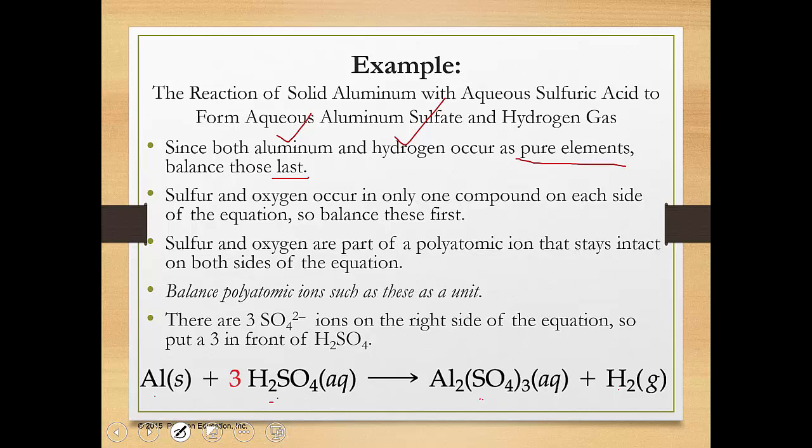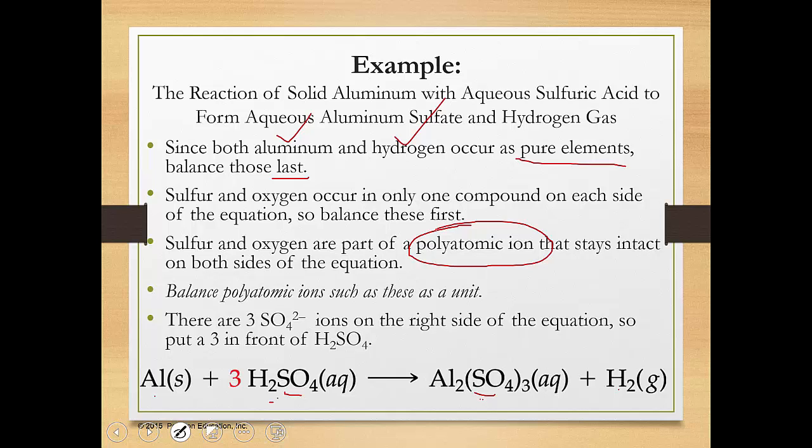Now, let's look at what we have in there. If we look at sulfuric acid, we've got hydrogen, sulfur, and oxygen in that one. And if we look, hydrogen occurs in only one place on the left, only one place on the right, but we've got that pure element, so we don't want to touch that yet. Sulfur and oxygen both appear only here and only here, so we're going to start with those. We're going to start with sulfur and oxygen. Now, the thing is, when we're looking at this, sulfur and oxygen are part of a polyatomic ion, and it didn't change from one side to the other.